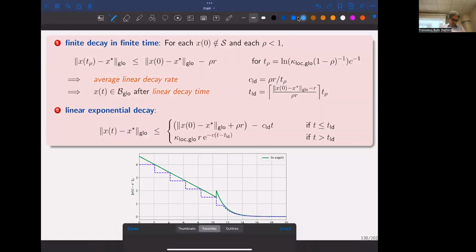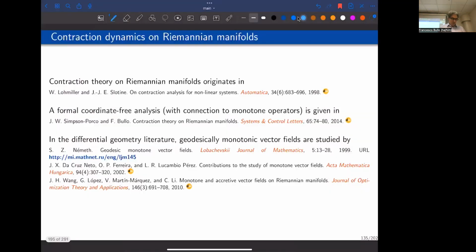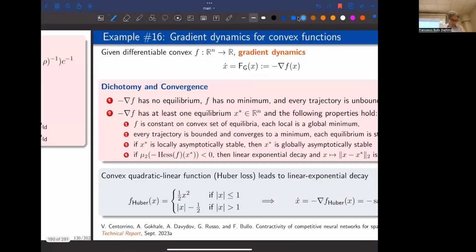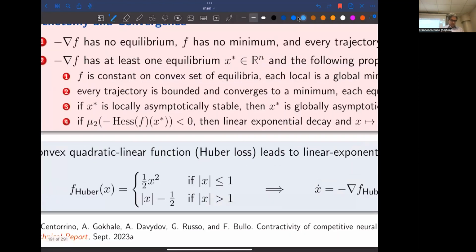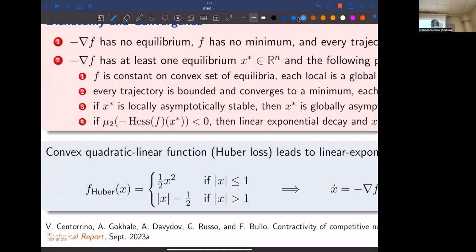Allow me to show you a cute little example. Okay, here it is. Suppose that, let's look at this function. This is called the Huber function. It's just a scalar function. This cannot be too hard.